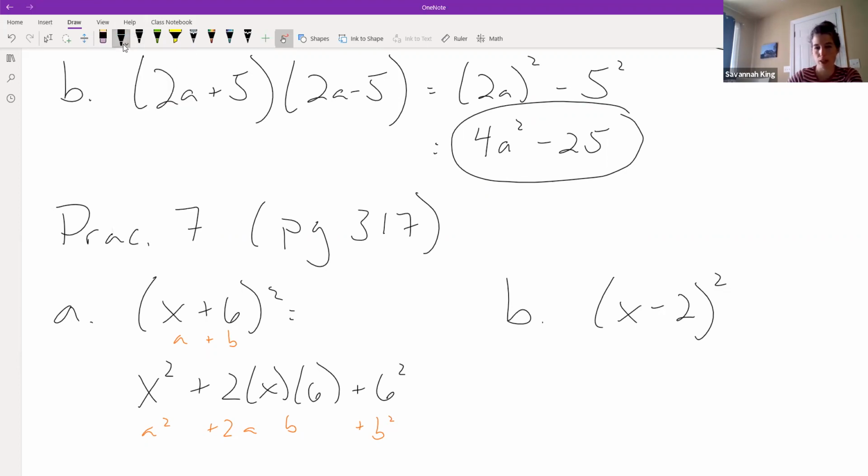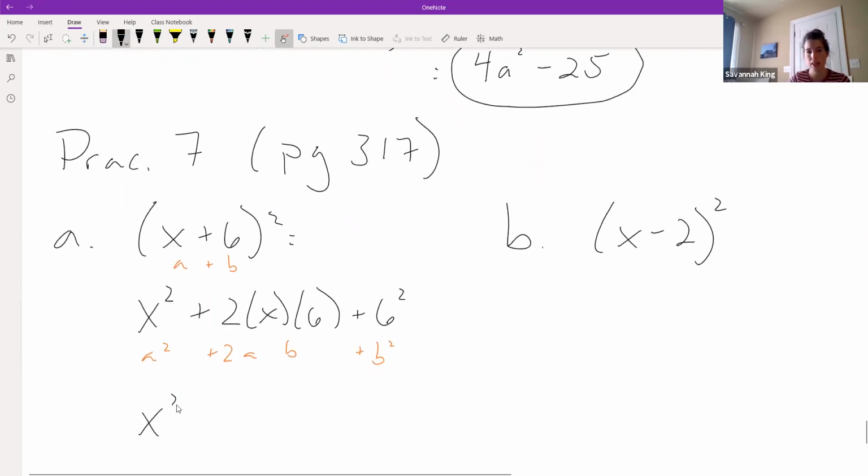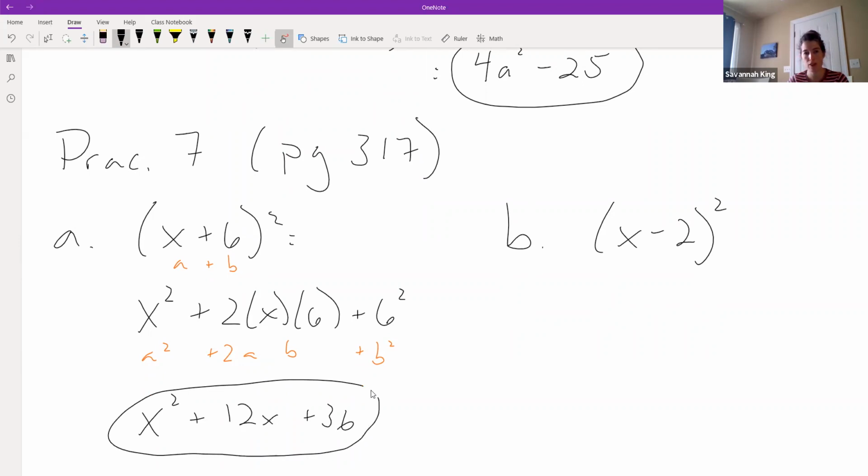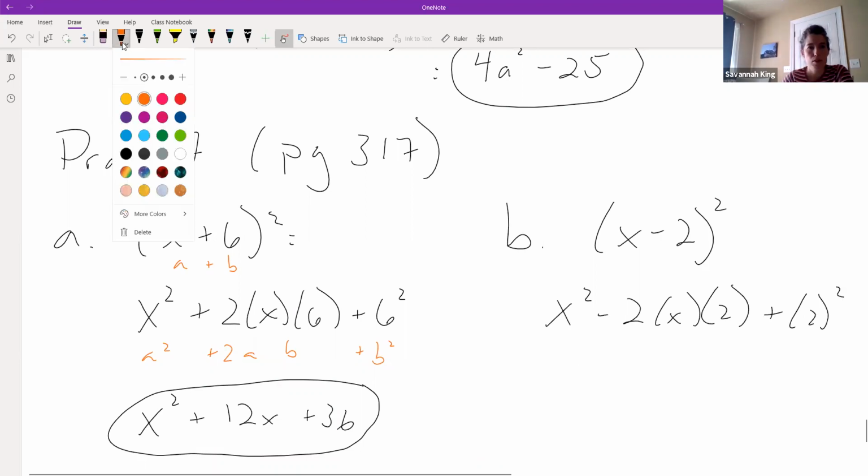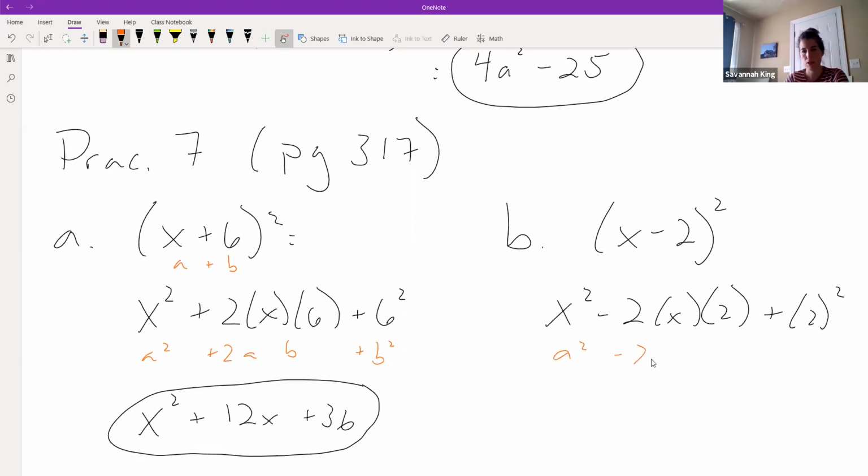I don't know if at this point the brain power you need to use to memorize that is as valuable as just learning how to distribute FOIL in general. I'm just doing my job, just making you aware of it. It's out there. And then similarly, same idea here. A squared minus 2ab plus b squared. The only difference is it changes out the sign in the middle from a plus to a minus. So x squared minus 4x plus 4.